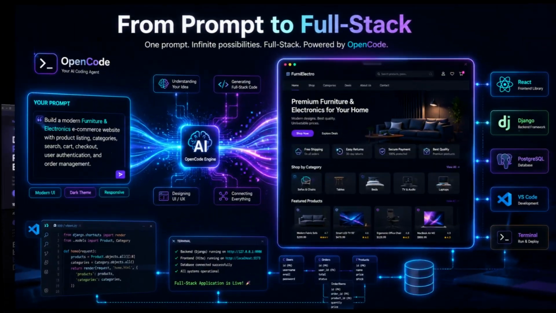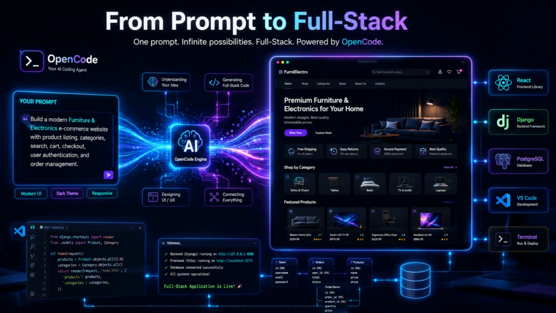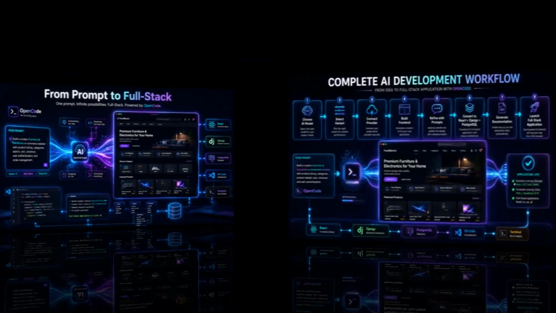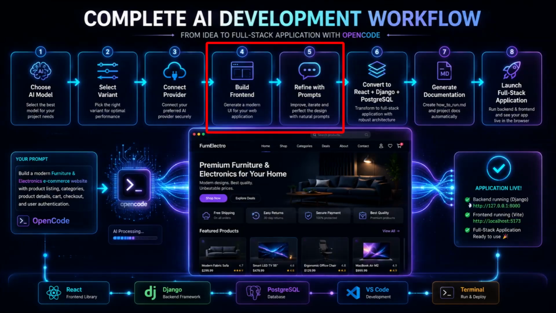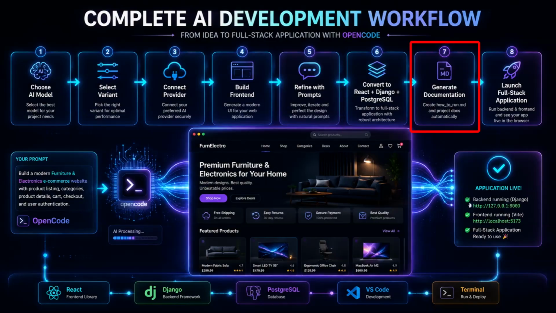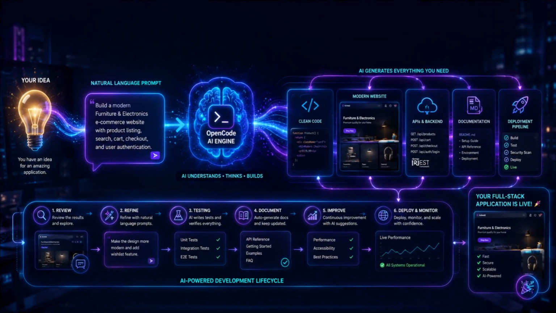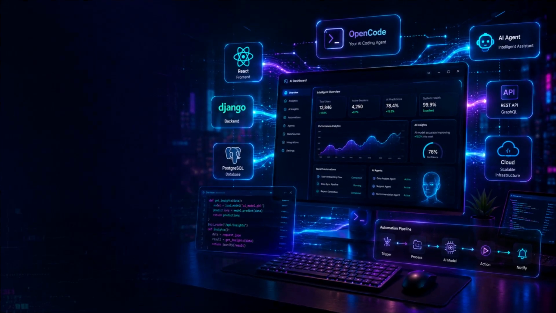And that's it. We started with a single prompt and built a complete full-stack application using OpenCode. Along the way, we selected the AI model, refined the front-end through natural language prompts, converted it into a React, Django, and PostgreSQL application, generated documentation, and even launched the project, all from within OpenCode. This is the power of AI-assisted development. Describe your idea, review the results, refine them, and build faster than ever before.